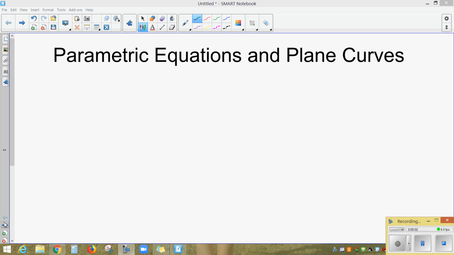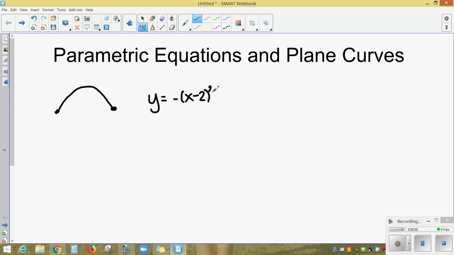In this video, we're going to be talking about parametric equations and the plane curves that go along with them. Let's look at a function, maybe a parabolic function, that goes along with the equation y equals negative (x minus 2) squared plus 4. It's a parabola with a vertex at (2, 4). It opens down, and maybe let's say we're only looking at it on the interval from 0 to 4.